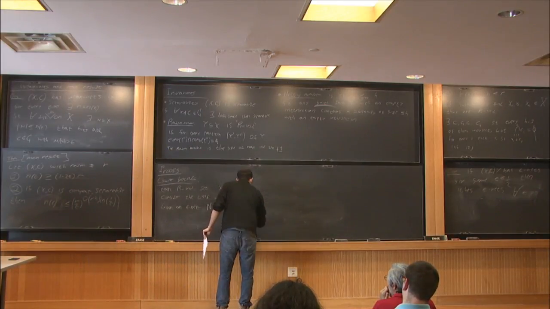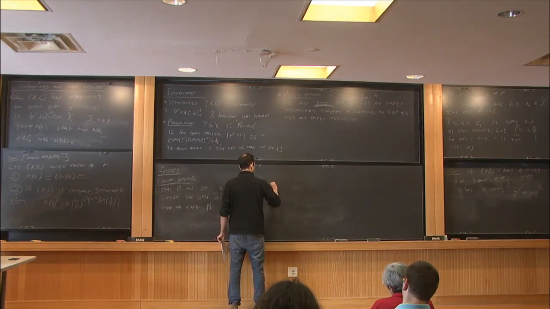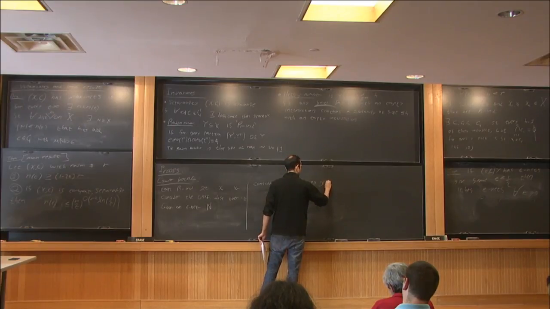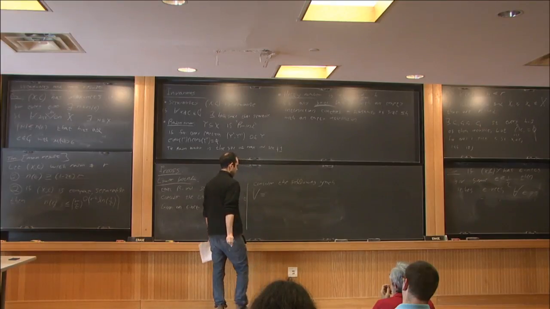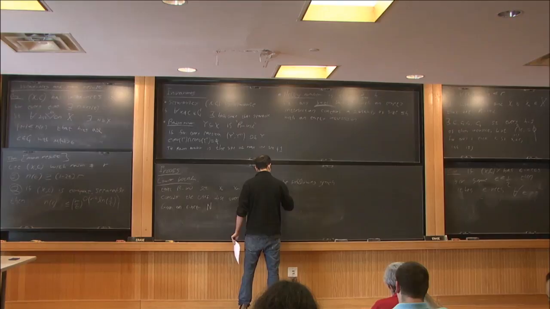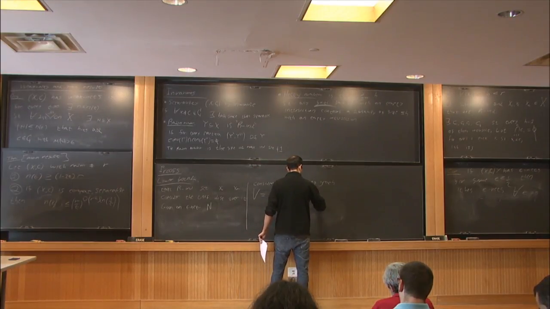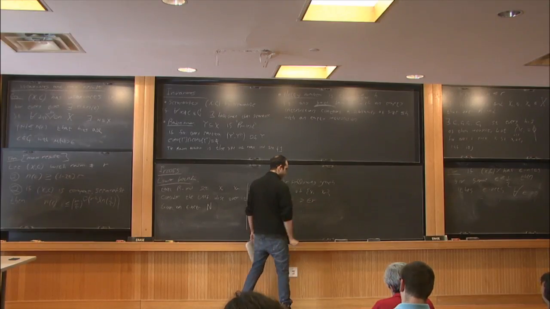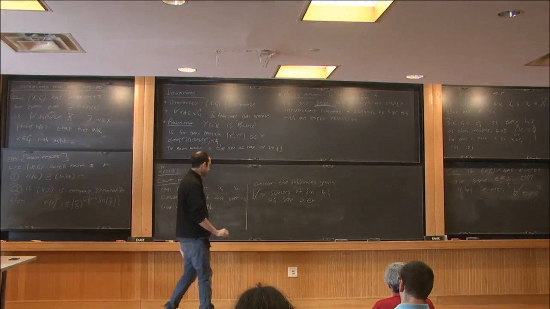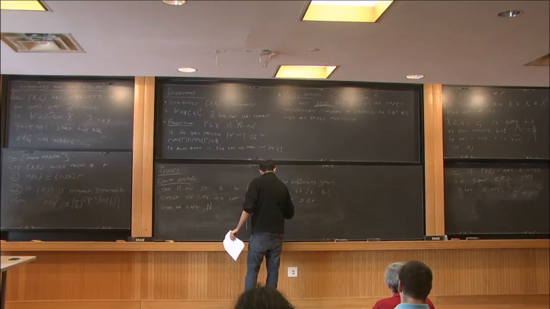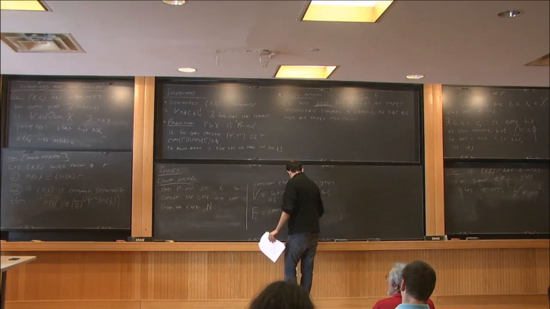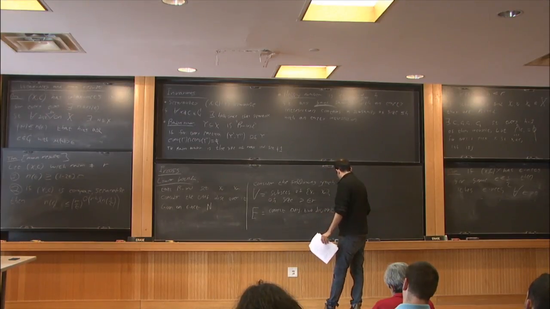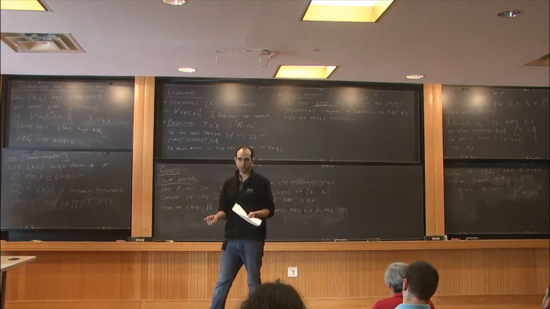Good, so consider the following graph. The vertices of the graph are all subsets of x1 up to xr of size larger than epsilon times r. And what will be the edges? The edges connect any two disjoint sets. Okay, so I connect two subsets with an edge if and only if they are disjoint.